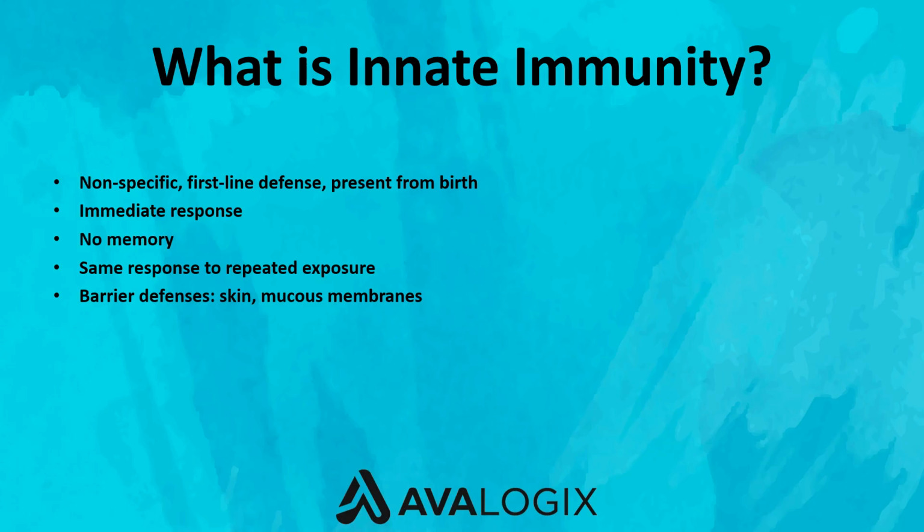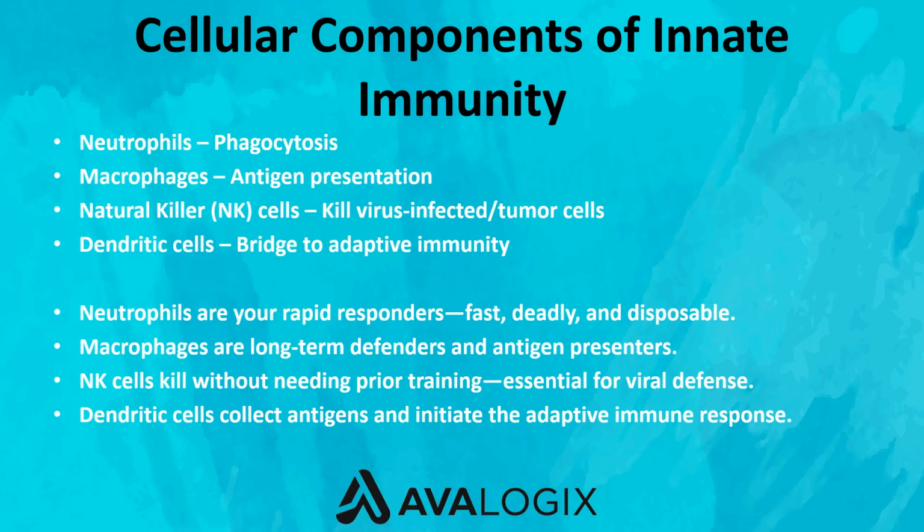That includes phagocytes like neutrophils and macrophages, signaling proteins called cytokines, and the complement system, which we'll explore in detail soon. So, in summary, innate immunity is your body's rapid response force. It doesn't learn or evolve over time, but it buys time, holding off invaders long enough for your adaptive immune system to activate.